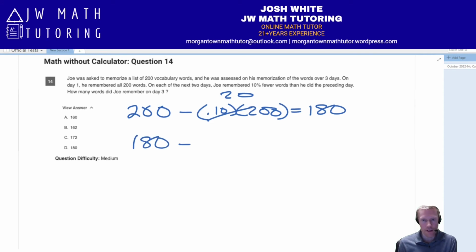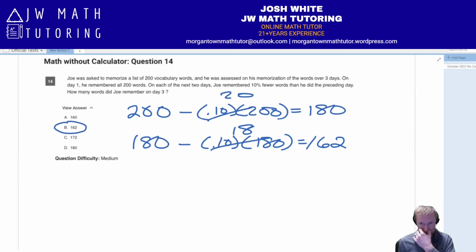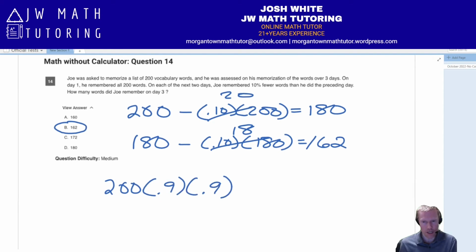Then he takes the 180 words he remembers, but he basically loses 10% of those. So 10% of 180 is just going to be 18. Again, move the decimal over one spot, subtract it, and the answer comes out to letter B, 162. Now, an alternate way you could think about this, if you're really familiar with exponential functions, is this is really the same as if you did 200 times 0.9 times 0.9, because if he's remembering 10% fewer words, that means that he's really retaining 90% of his starting words.